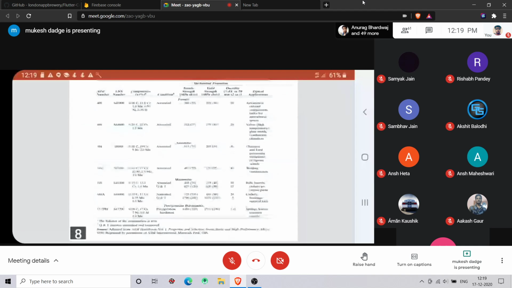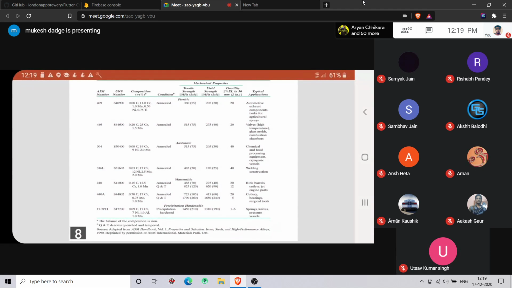For the compositions and other mechanical properties, you can go through this, right? What's the thumb rule for the chromium percentage? I have indicated it in the first slide. And the carbon percentage you have to write. Other things I don't mind, as far as your exam is concerned.